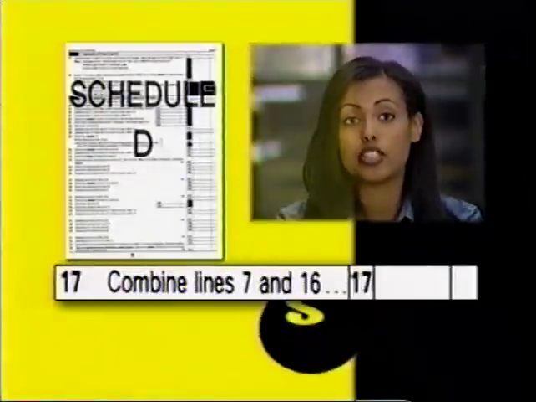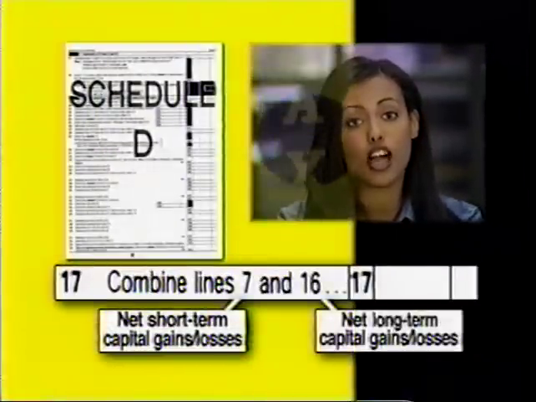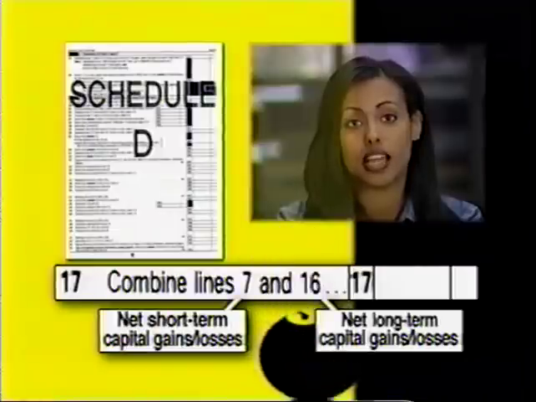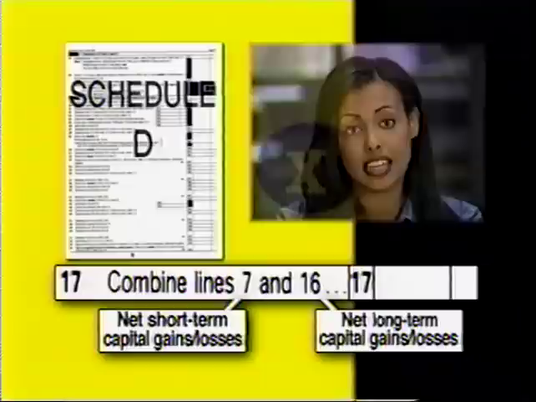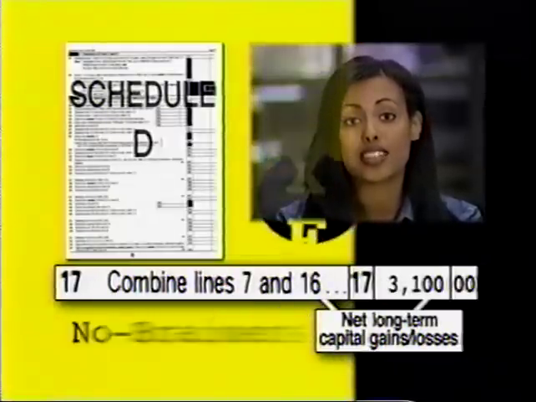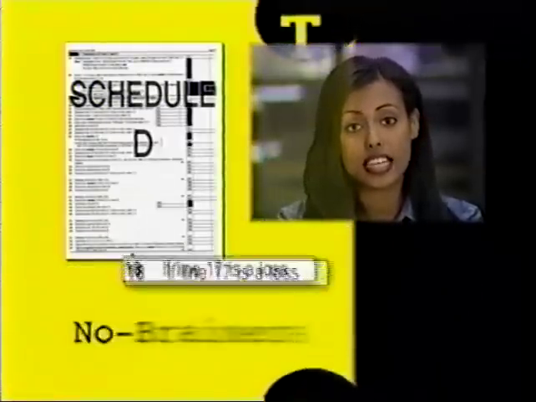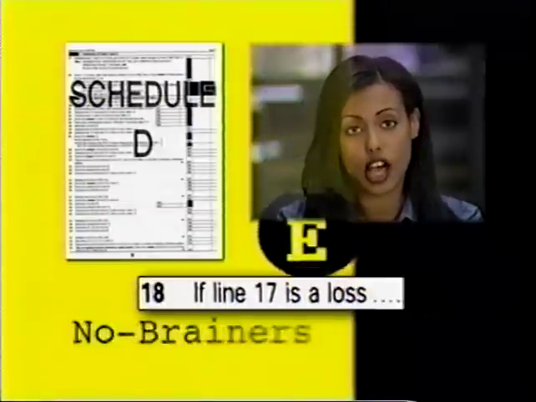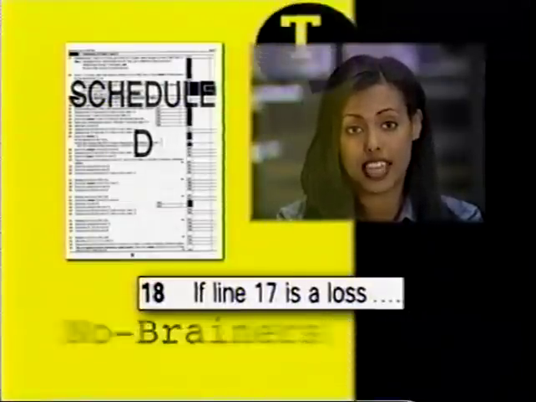Part 3 of Schedule D is straightforward. In line 17, we just add the net short-term and net long-term capital gains and losses from line 7 and line 16. Because line 7 is blank, it's just line 16, which is $3,100. Line 18 applies only if line 17 is a loss, so it doesn't apply in the Hendersons' case.